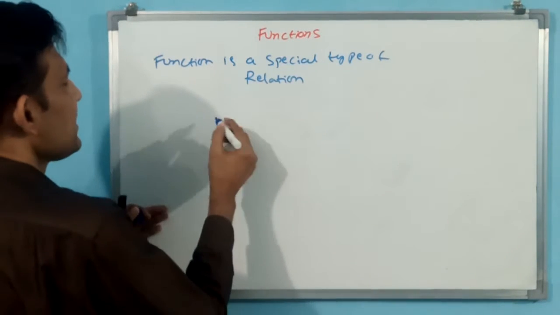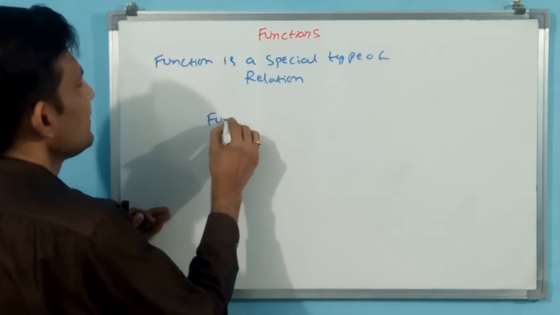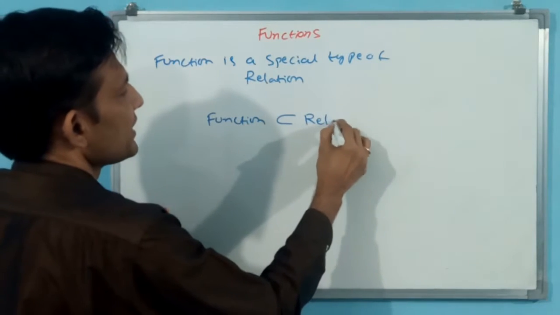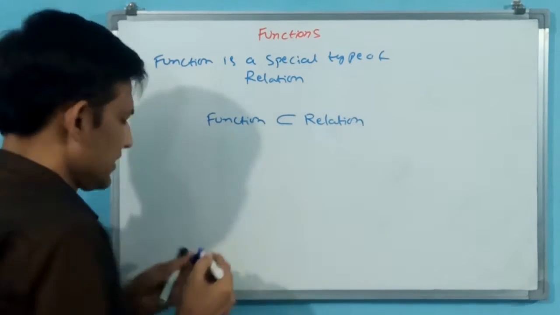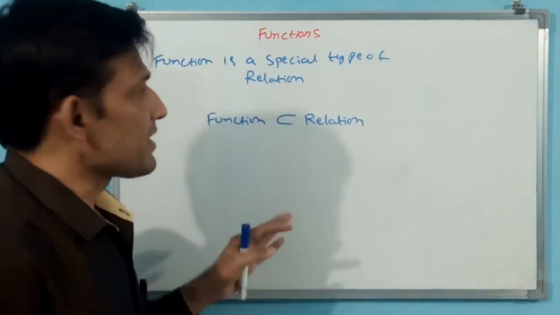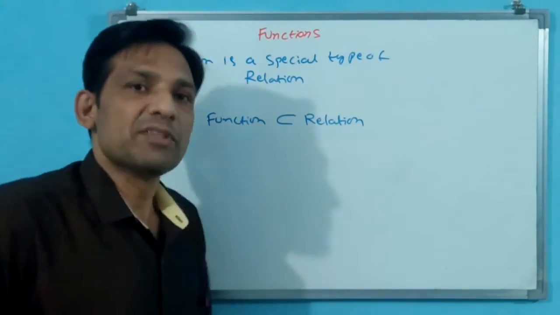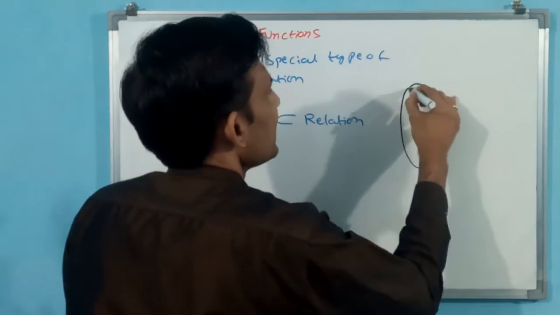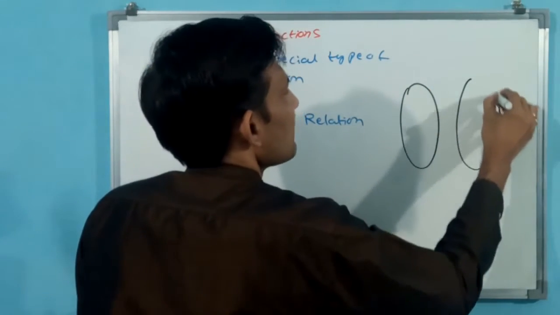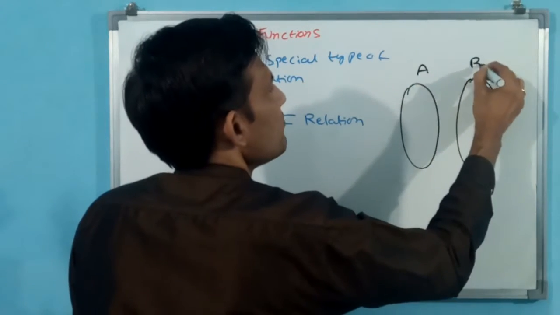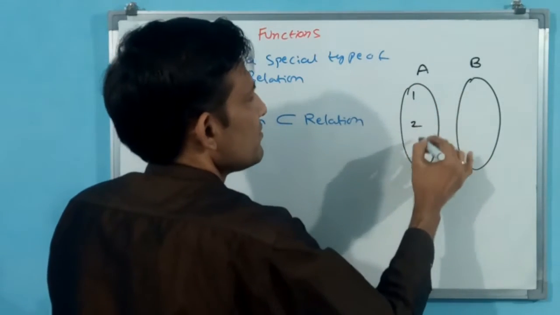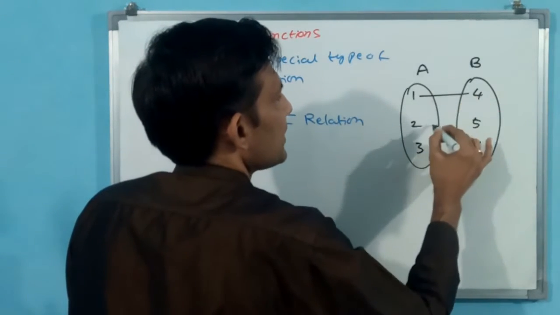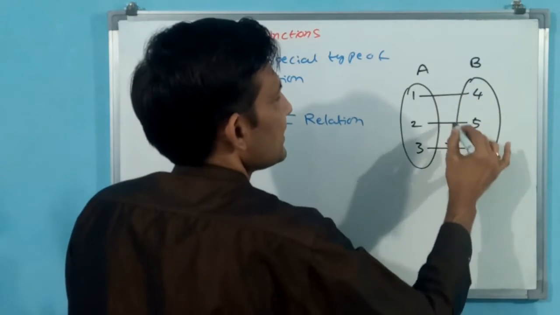Shall I write it like this? Function is a subset of relation. And what is an original function? Let us understand with one arrow diagram. I am writing here, this is the arrow diagram of a function. Function from A to B. 1, 2, 3, 4, 5, 6. Relation is there. See, this is a relation.